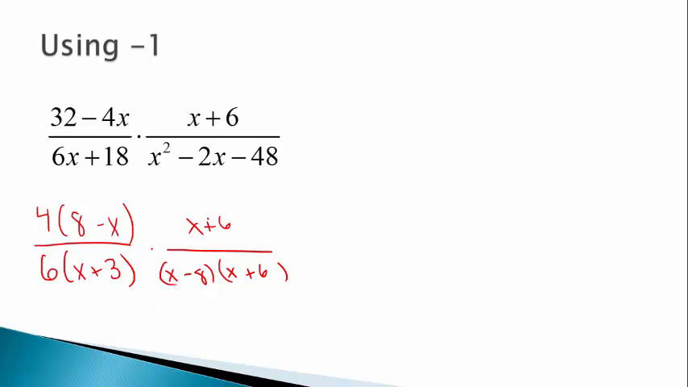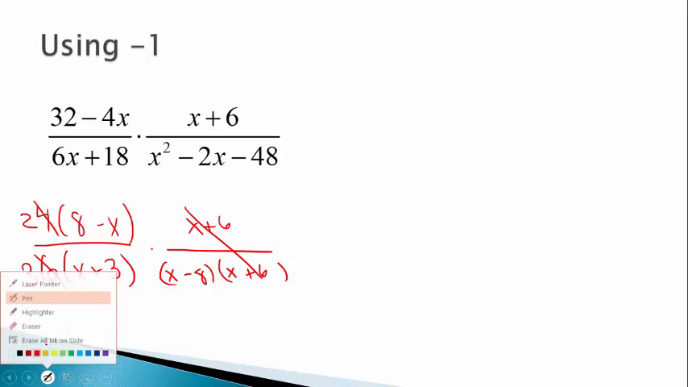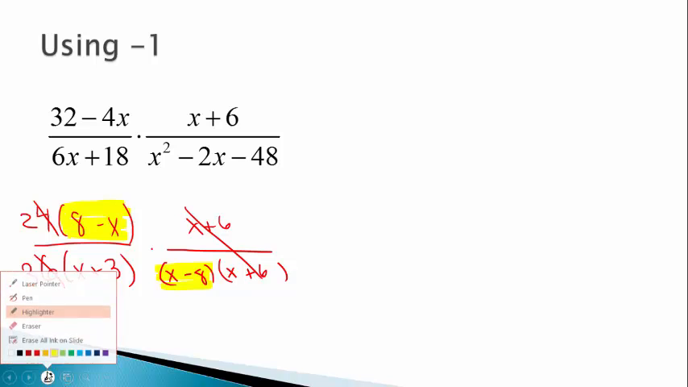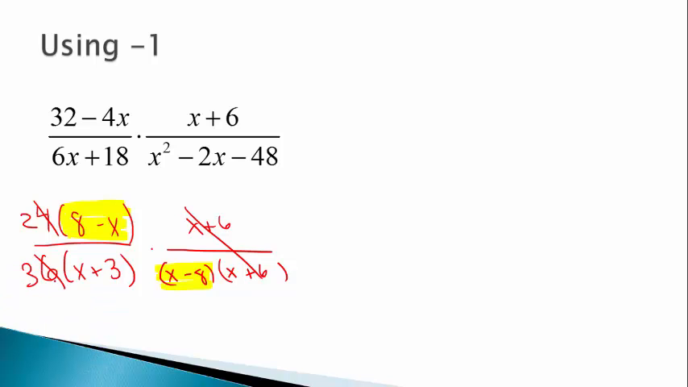Okay, so if I look and see some pairs, top and bottom, I see the x plus 6's immediately. I can also reduce the 4 and the 6 to be 2 and a 3. Now, notice something. The 8 minus x and the x minus 8. When you have subtraction, and the order is reversed, you can technically still cancel these two factors that I've highlighted.